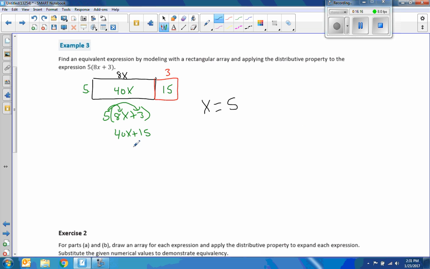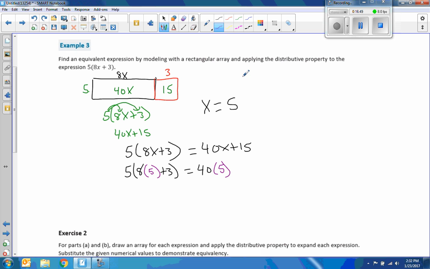Okay, and then I take 5 times (8x plus 3), and it should equal 40x plus 15. So I'm going to substitute in 5. I'm going to put a 5 everywhere I see an x. So I'm going to rewrite this as 5 times (8 times 5 plus 3) equals 40 times 5 plus 15.